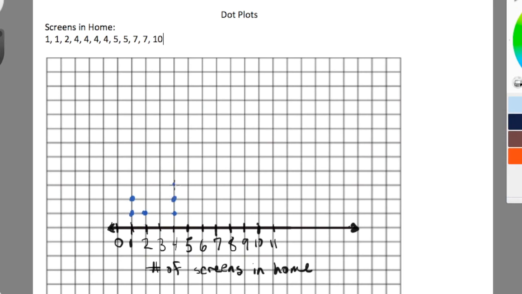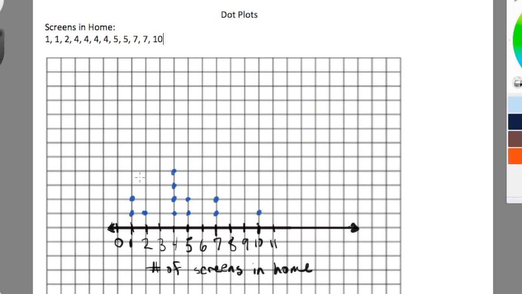And you'll see all this grid paper is really helping me get all of my dots lined up the way I want. And then 5, we had 2 students that had 5 screens, 2 students with 7 screens, and then 1 student with 10 screens.